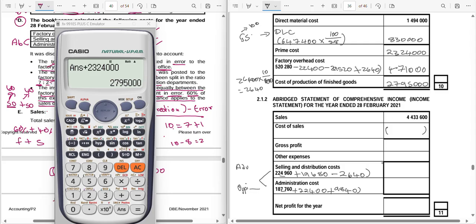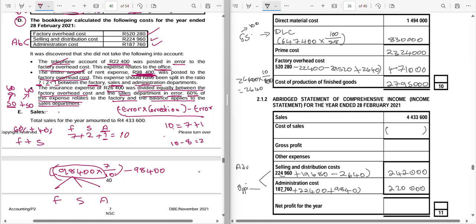All right, someone get the totals here. What did you get for selling and distribution, guys? 242,000. Thank you. The other one for admin, 220,000. All right. Thank you. So we want cost of sales.